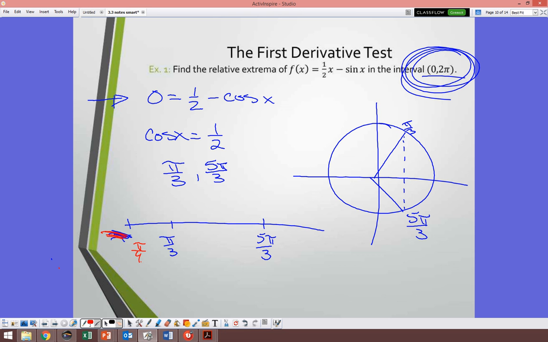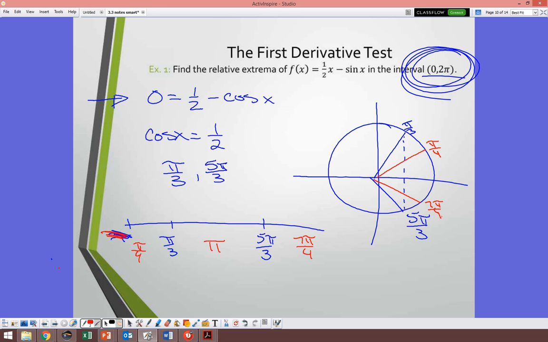Next best choice. What's going to be in between pi over 3 and 5 pi over 3? Pi. And on the other side of 5 pi over 3? 7 pi over 4, right? On my unit circle, smaller is going to be pi over 4, and same thing here, this is going to be 7 pi over 4.